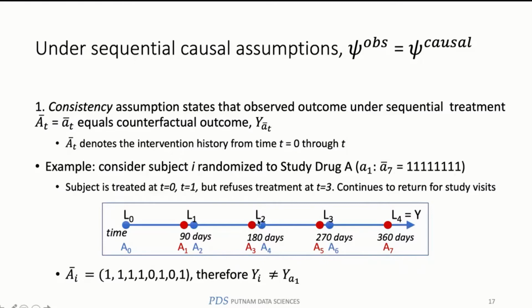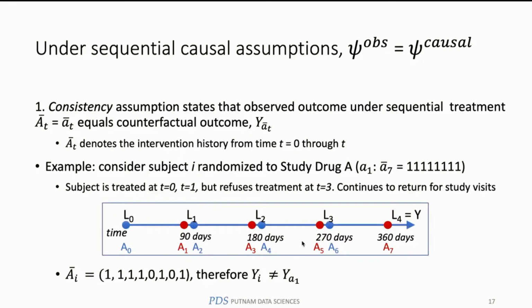But what actually happens is that the person shows up, takes the study drug, shows up, takes the study drug, shows up, refuses the study drug, shows up, refuses the study drug. Then their observed treatment history looks like this. This is not our regime of interest. Therefore, even though we've measured an outcome for them, we have not measured their counterfactual outcome under the regime of interest in a per protocol analysis. I'm talking about the true causal effect here.